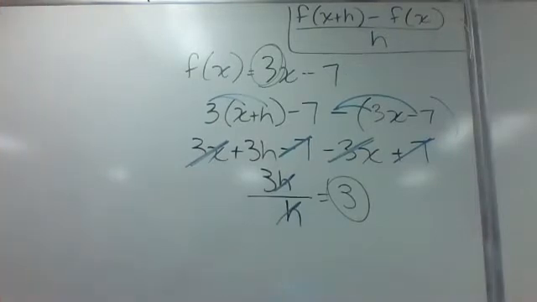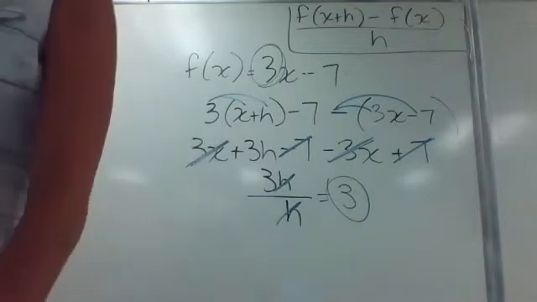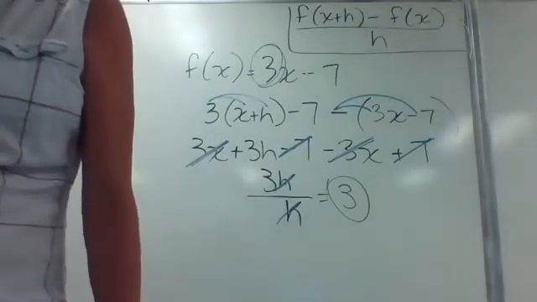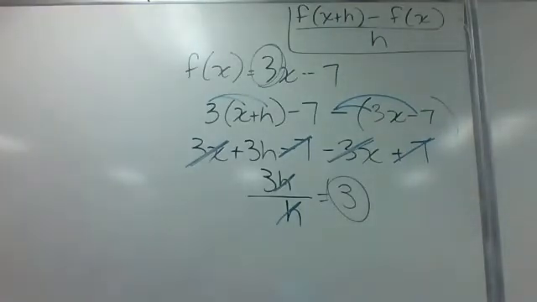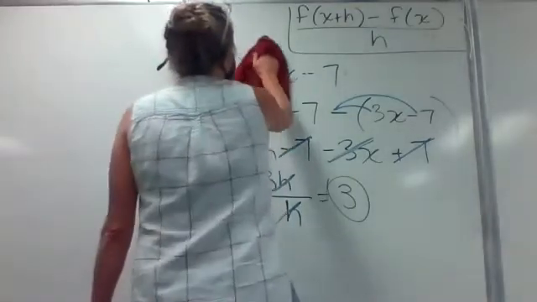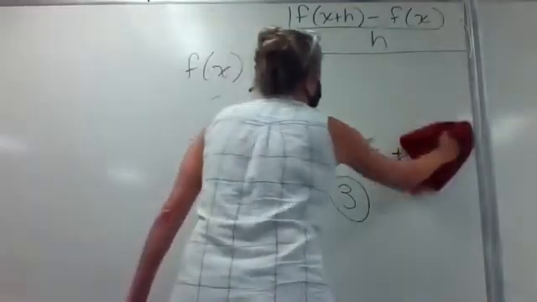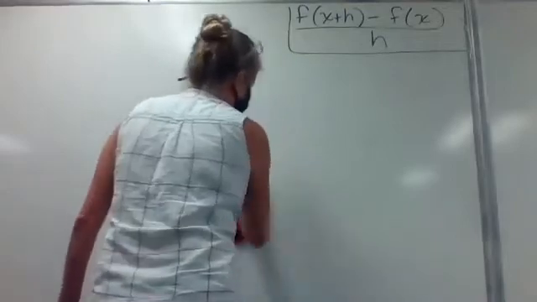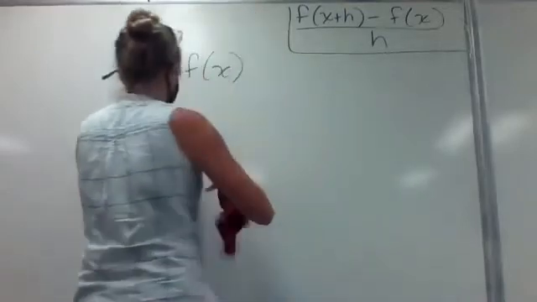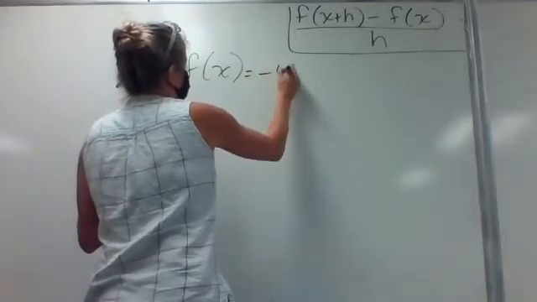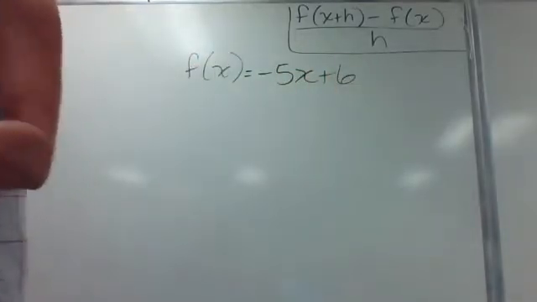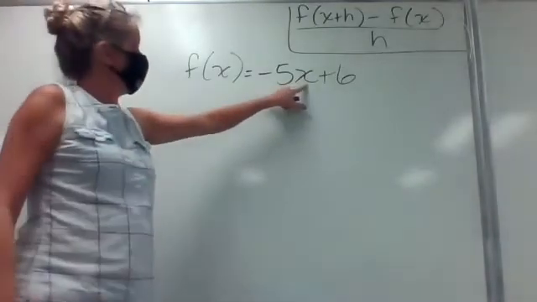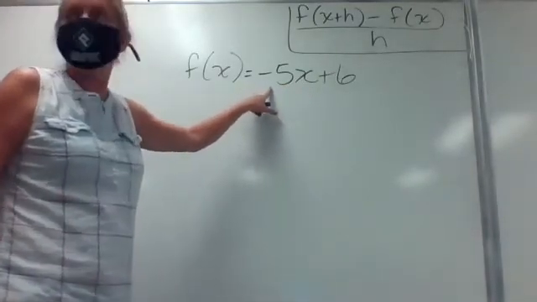Let's look at number 2. It's another linear one, but I want to do one more like this to just get the practice of using the difference quotient. The function is f of x equals negative 5x plus 6. So again, since it's linear, I should come up with this number right here as my answer.